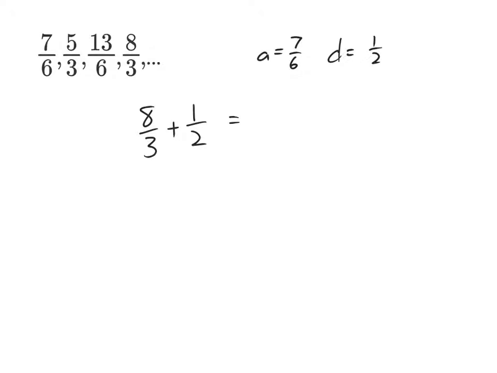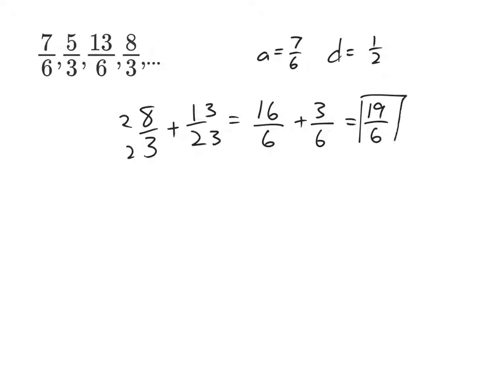Common denominator, so I need to multiply this by 3 and this by 2. So you end up getting 16/6 plus 3/6. That's going to be 19/6. So there is my fifth term.